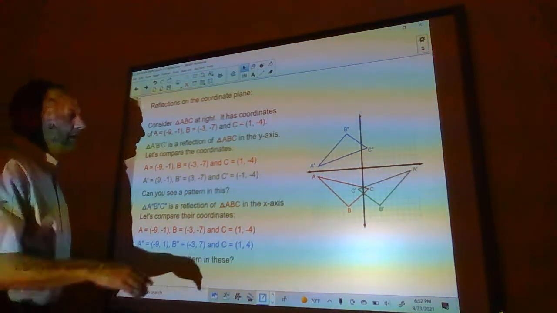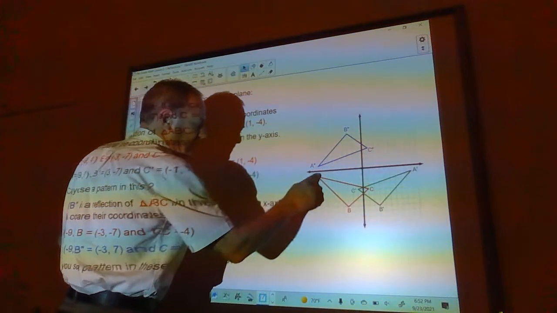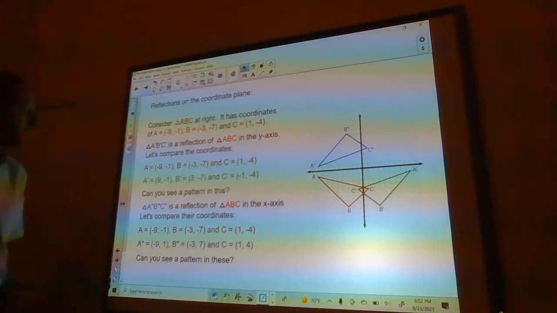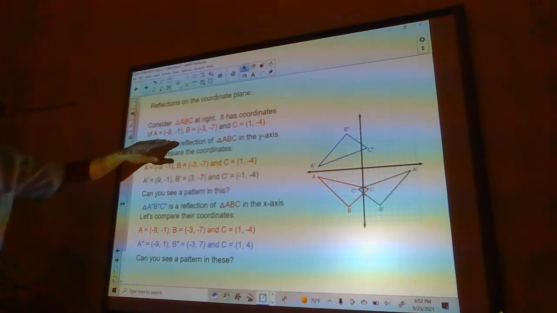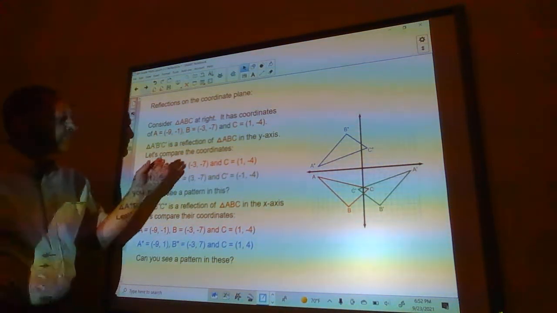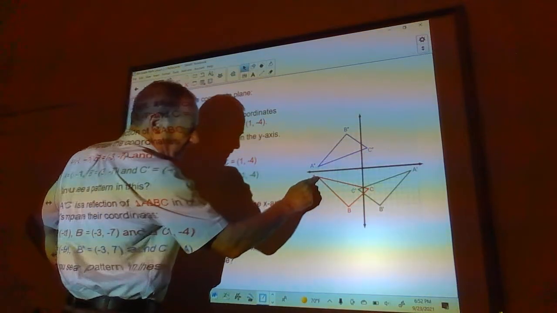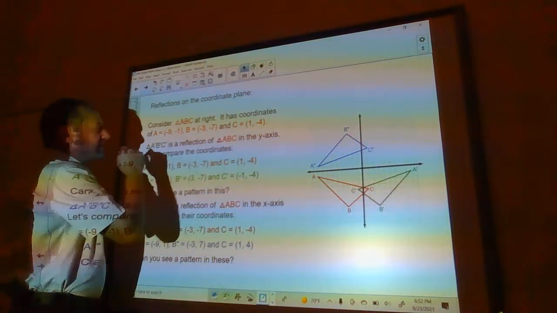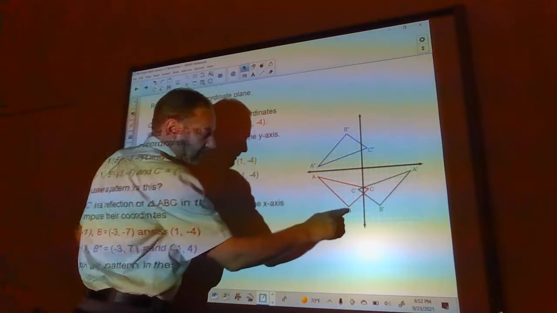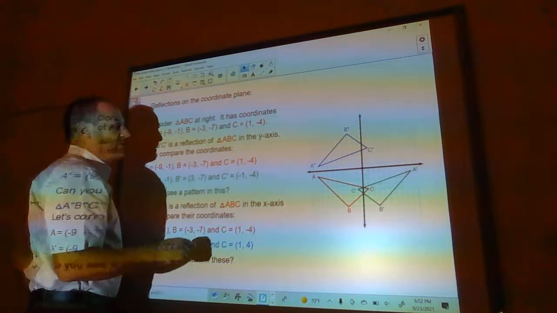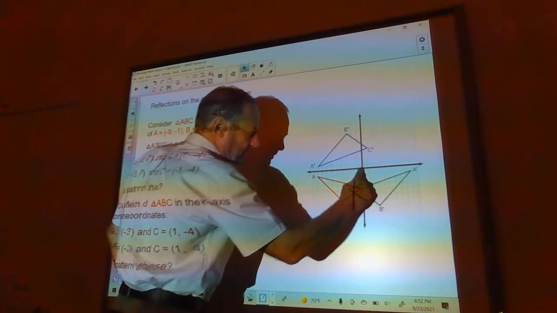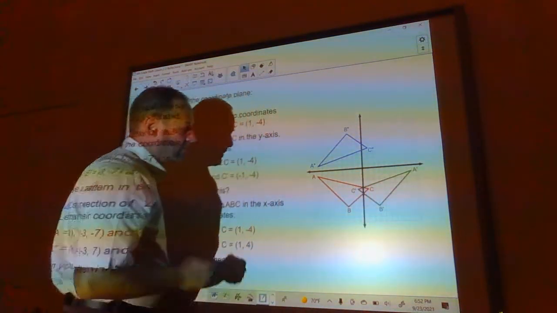So, let's take a look right here at this triangle ABC. Okay, the red triangle. So consider triangle ABC at the right. It has coordinates of A equals -9, -1. So -9, -1 is right here. B is at -3, -7. So that would be right here. And C is at 1, -4. So we go 1 to the right and 4 down. Okay.